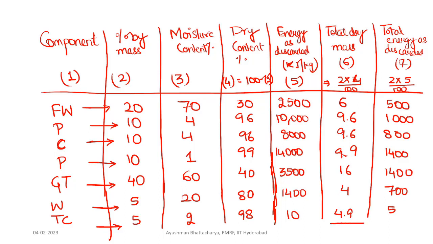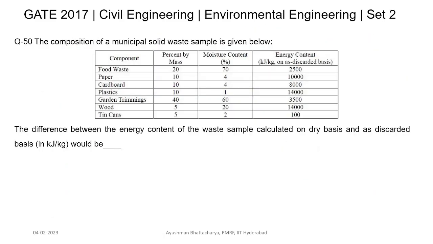Okay, so now if you calculate the total dry mass, it will be 6 plus 9.6 plus 9.6 plus 9.9 plus 16 plus 4 plus 4.9. It will come out to be 60. For the total energy as discarded, the value will come out to be 5805 kilojoule per kg. Okay, now in the question they are asking for the difference in the energy content of the waste sample calculated on a dry basis and as discarded basis.